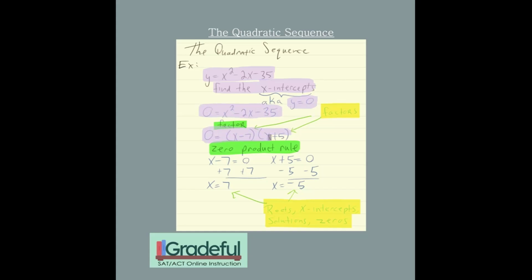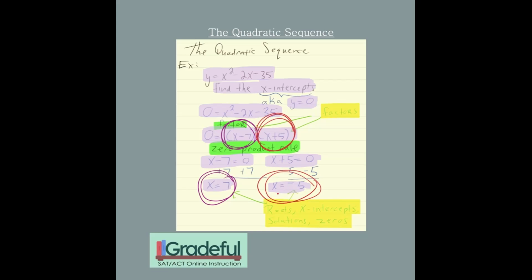And the two numbers that add to -2 and multiply to -35 are -7 and 5. Then you use the zero product rule where you set each piece independently equal to 0. And when you solve them both, you get your two x-intercepts. They're also called roots, solutions, and zeros. But for our purposes right now, let's talk about them as x-intercepts. So if you have a factor of x minus 7, that corresponds to an x-intercept of x equals +7. A factor of x plus 5, that corresponds to an x-intercept of x equals -5.